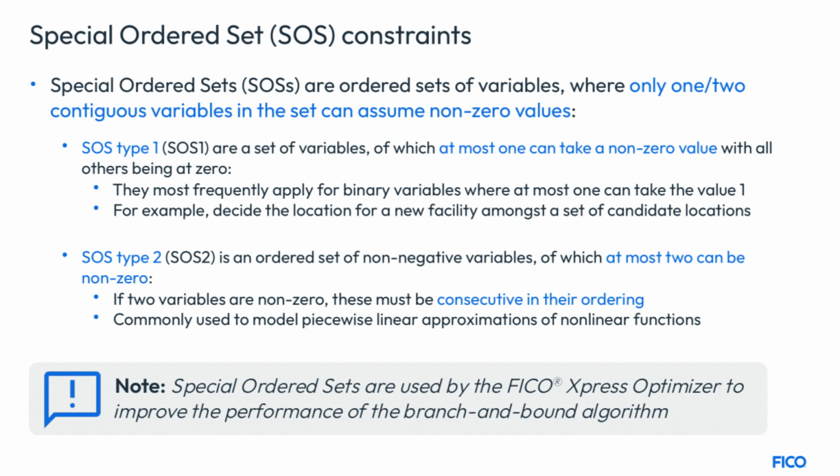SOS Type 2 constraints apply to a set of non-negative variables, where at most two can be non-zero and must be consecutive in their ordering. This type of constraint is commonly used to approximate nonlinear functions.